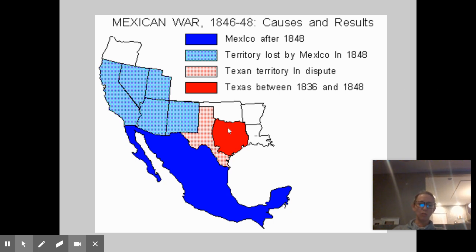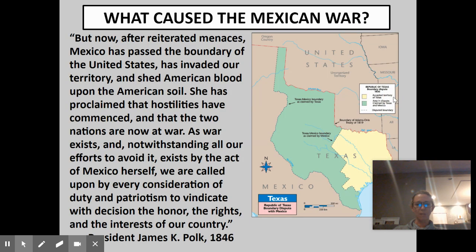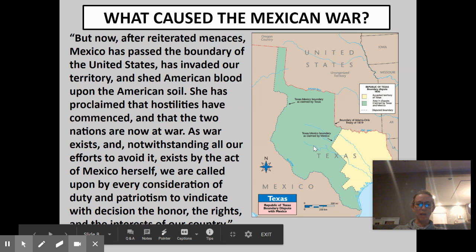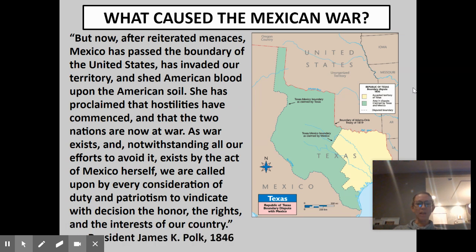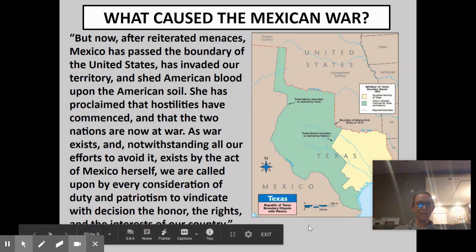So what does Polk do? He actually puts troops into this disputed region right here. And you can see it on this next map too. He puts the troops right here. And Mexico, of course, takes this as an act of war, fires upon the troops, and then Polk is able to convince Congress that now we need to fight back. And that's what this says here. Mexico has passed the boundary of the U.S., has invaded our territory, and shed American blood upon the American soil. And with that, Congress declares war on Mexico.